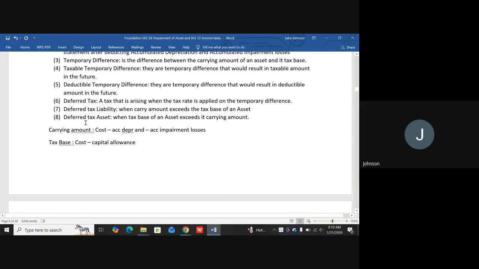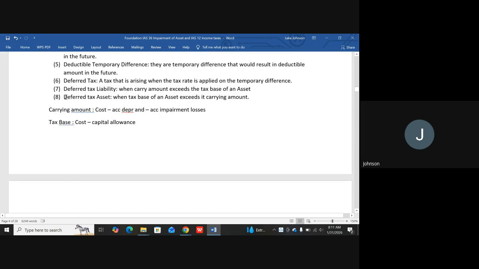Now, the next thing: what are deferred taxes? When we have all these temporary differences, just take your tax rate and use it to multiply the temporary differences. When you take the tax rate that you have in the question, you need to multiply it by the temporary differences. You're going to get what we call a deferred tax. So what is deferred tax? It is a tax arising when the tax rate is applied on the temporary difference that we've gotten.